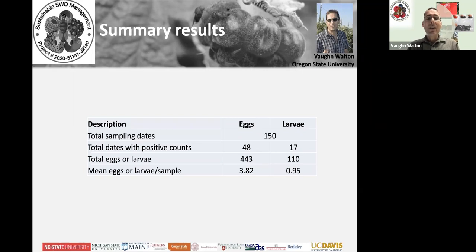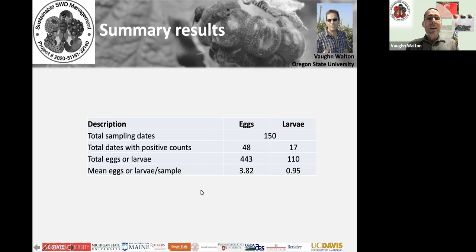If we look at the samples themselves on this next slide, looking at the sampling dates, about 150, as we said earlier on, this is where the differences start showing up. Of those 150 sampling dates, about a third we found eggs. We found larvae in about a tenth of the samples. So 17 dates we found larvae, about 48 dates we found eggs. In total counts, about 4 times more eggs than larvae, about 4 times higher mean egg counts than larvae, more or less the same as the line just above that.